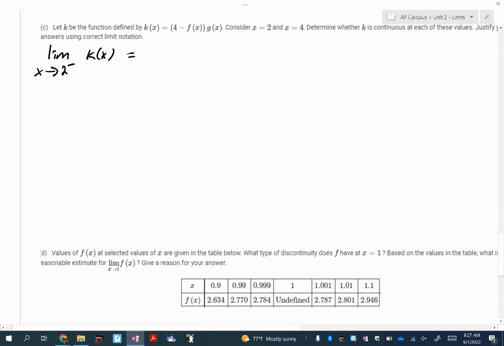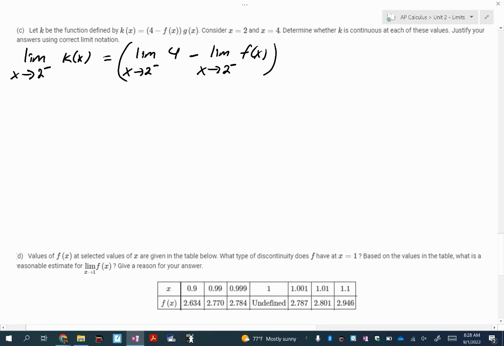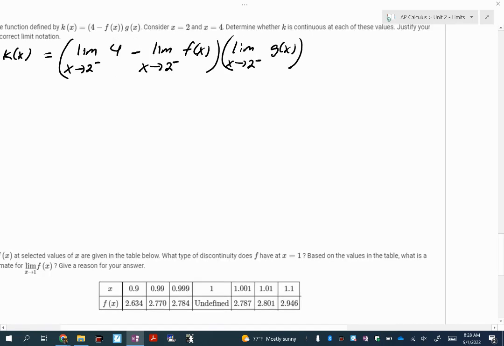All right, and so the notation I'm going to write is the limit as x approaches 2 from the left of 4, minus the limit as x approaches 2 from the left of f of x, and all of that's going to be subtracted and then multiplied by the limit as x approaches 2 from the left of g of x. So if I can find all that, then I can figure out what that value is going to be. So again, that's just going to be 4, right? Because the limit as x approaches any number of a constant is the constant.